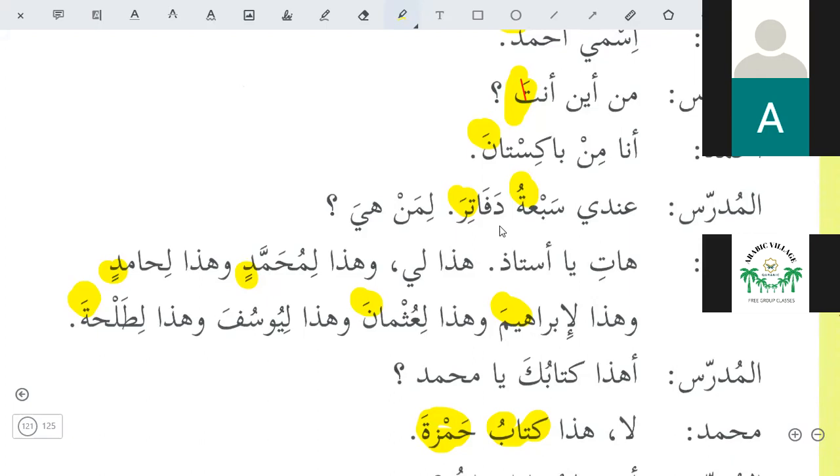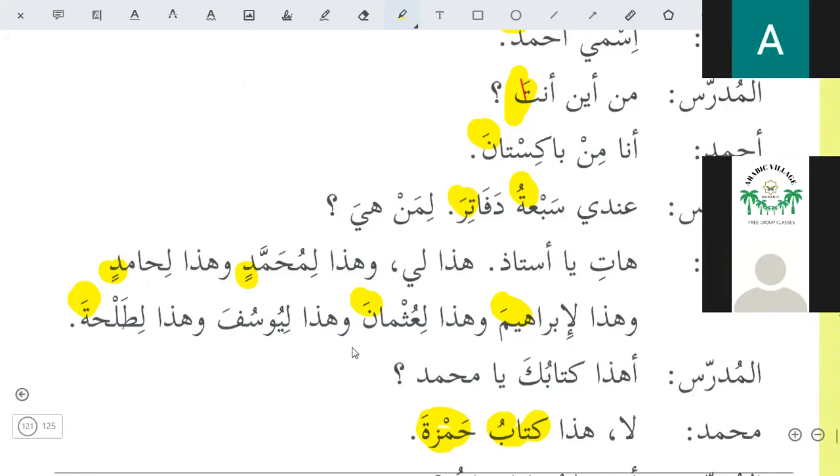Bring it, O teacher. Give me, O teacher. This one belongs to me. This belongs to Muhammad. This belongs to Hamid. This belongs to Ibrahim. This belongs to Usman. This belongs to Yusuf. This belongs to Talha.